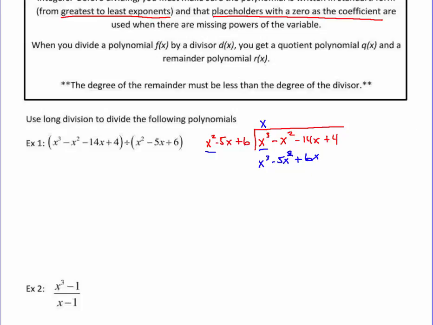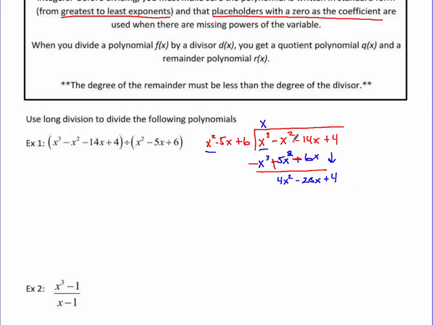Now the tricky part to this is that we want to subtract these. So all the signs have to change. So we're going to subtract all of this line. So that means minus. When we subtract this negative, that means plus. And when we subtract this positive, that means minus. So we're going to add straight down now. x cubed minus x cubed goes away. Negative x squared plus 5x squared is 4x squared. Negative 14x minus 6x is negative 20x. And then we bring down this last term, just like when you do long division with numbers.